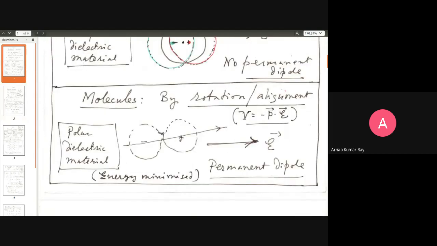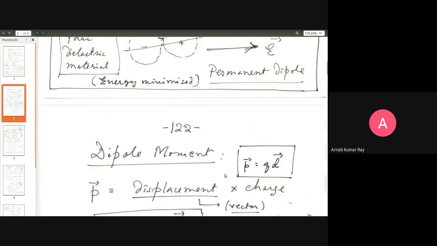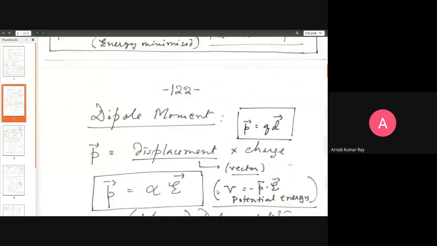This charge, the value of the positive charge, multiplied by the displacement between the two charges. Let us say that the positive charge has the value Q, and the displacement between the two charges is d. When you talk about a displacement, now comes something very important. Please follow this point carefully.